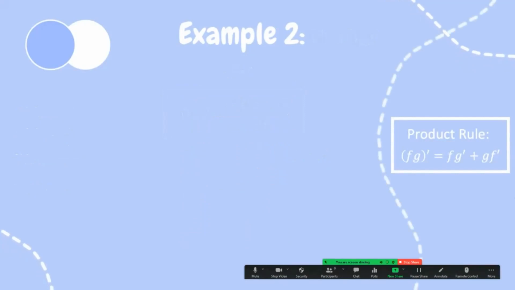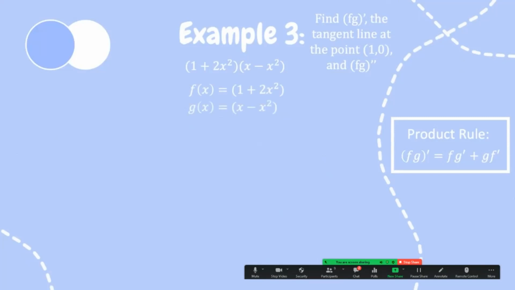Okay, example 3. Find the derivative of f times g, the tangent line at the point 1, 0, and the double derivative of f times g. So a lot to do in this one. So first, let's just start out by identifying the f and g. So f of x equals 1 plus 2x squared, and g equals x minus x squared.